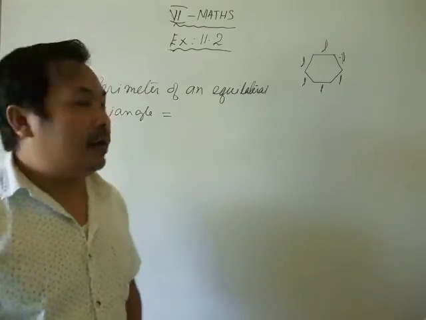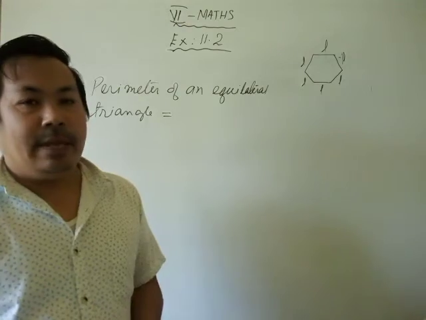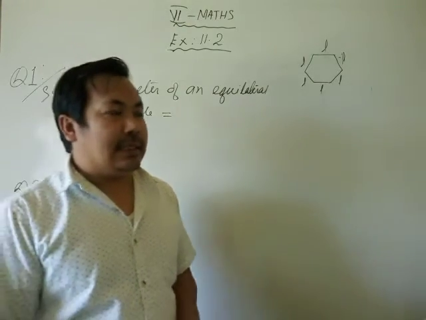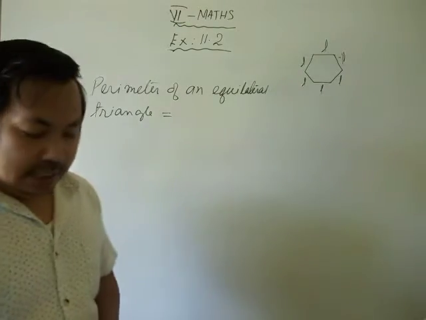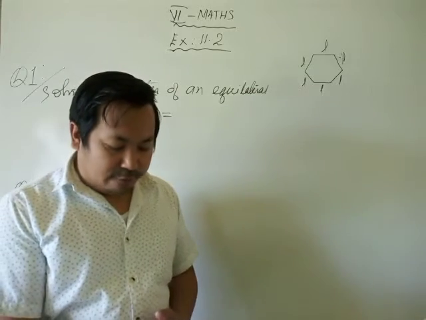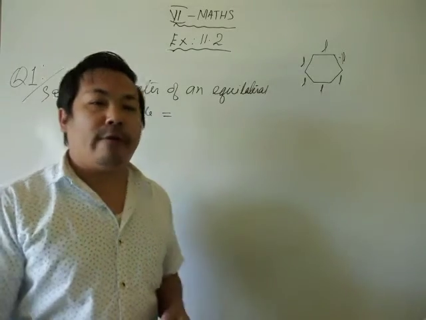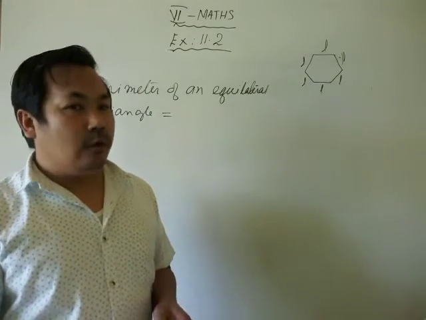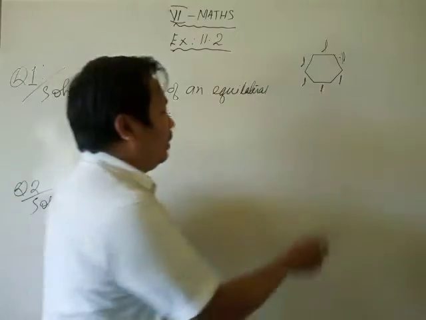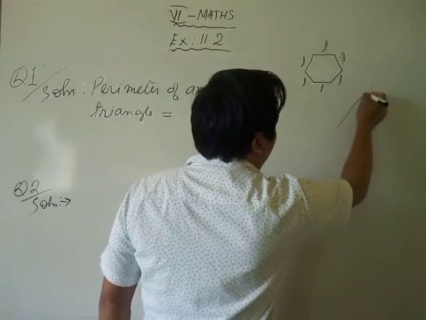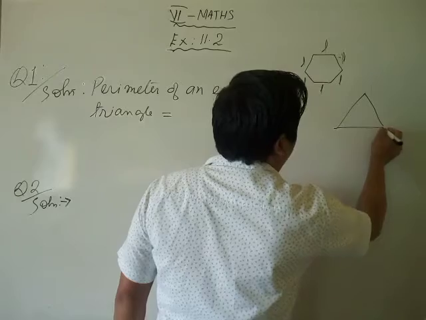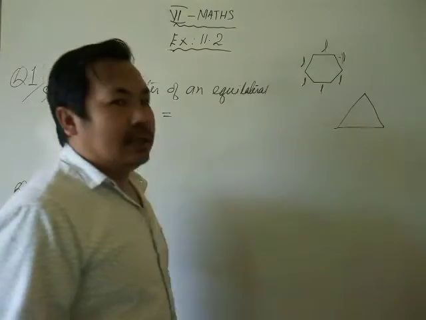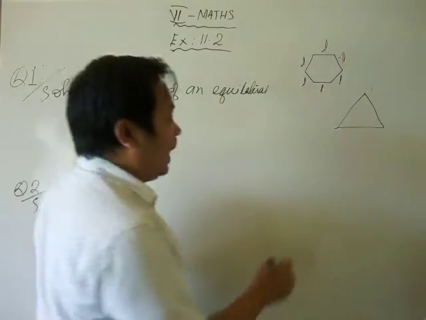In today's video I will show you the solution of exercise 11.2. In exercise 11.2 we have question number 1 here. The question is asking to find the perimeter of an equilateral triangle. You know that equilateral triangle means all three sides are equal, isn't it? And the question asks you to take this side as L.